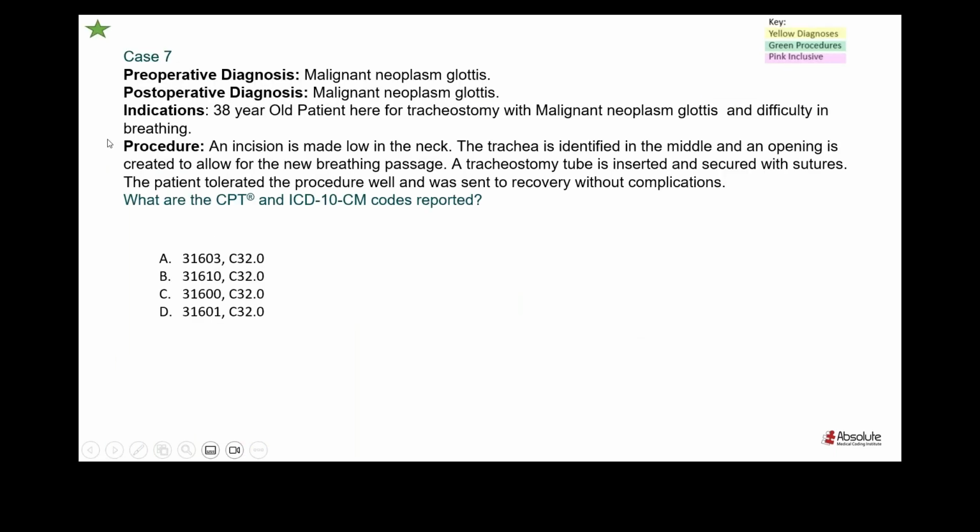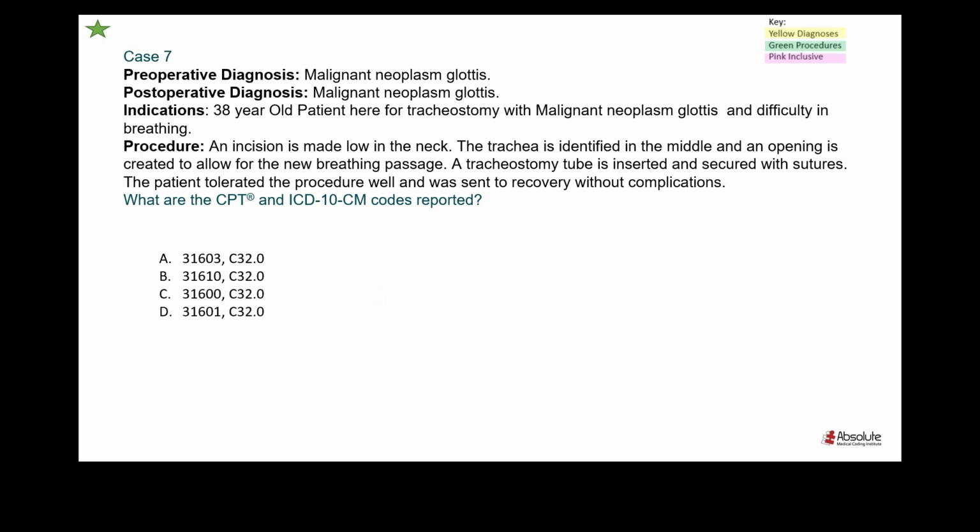This one is going to be a short one, and I'm sure you're going to answer it quickly, maybe before I complete the question as well. So I can see that happening also. So good work, coders. So what are the CPT and ICD codes reported for the scenario? Option A 31603 C32.0, option B 31601 C32.0, option C 31600 C32.0, option D 31601 C32.0.